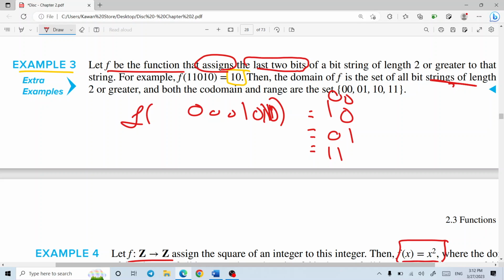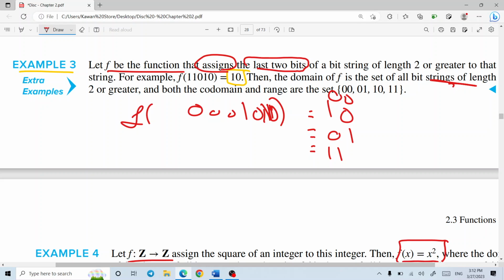Only even numbers. Well, I don't know. They say that. I'm just repeating. 0, 2, 4. Okay. So you will get complete squares numbers.